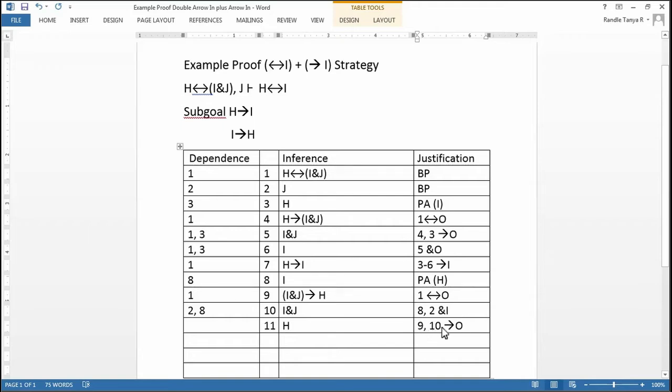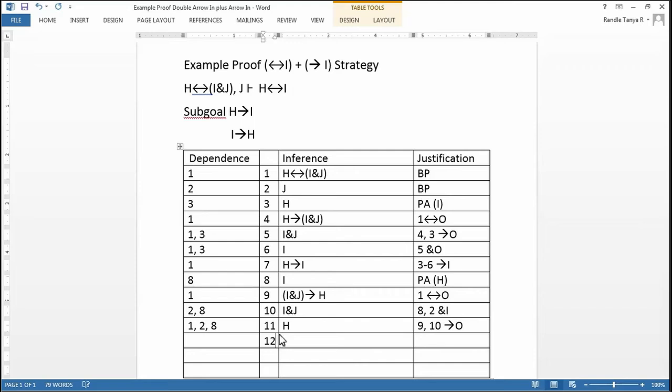I used lines 9 and 10, so 11 is going to depend on what lines 9 and 10 depend on. Line 9 depends on line 1. Line 10 depends on line 2 and 8. So line 11 depends on 1, 2, and 8. Okay, now I have h, which was the sub-goal here with my provisional assumption.